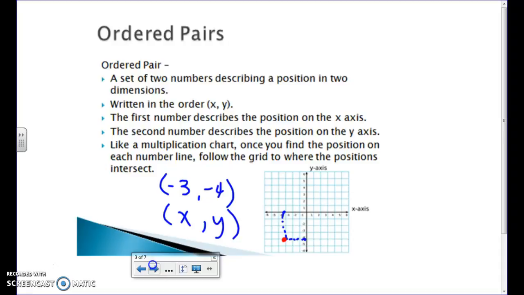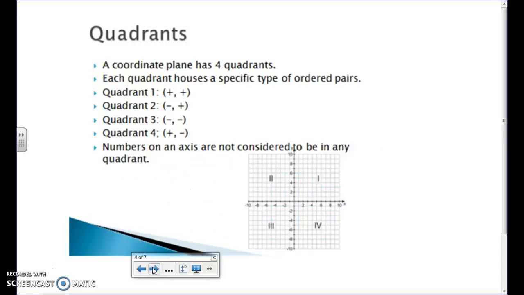And again, I know this is review for some of us, so let's move on to something that maybe you haven't heard about before, and those are called quadrants. The prefix quad means 4, and they're not maybe in the order that you would think they are. The first quadrant is actually in the top right-hand corner, and these are Roman numerals. So there's quadrant 1, 2, 3, and 4. They go counterclockwise.